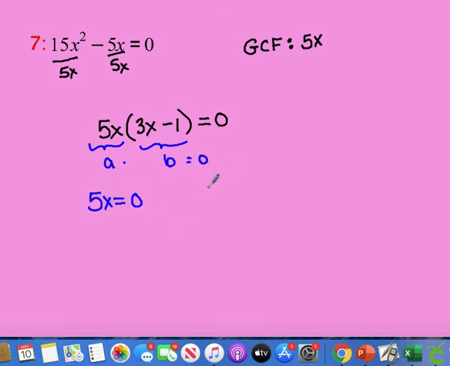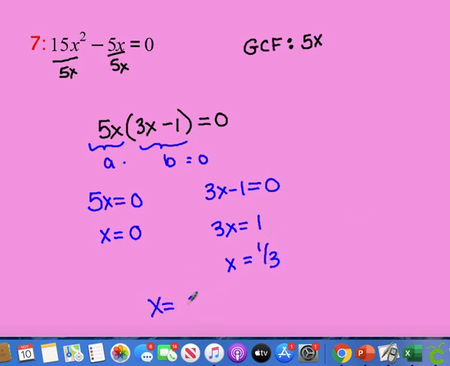When I see that it can't, I apply that zero product property. And I make 5x be 0 and 3x minus 1 be 0. When I divide both sides by 5, I get 0. When I add 1, I get positive 1, and divide by 3, I get 1/3. So I have two solutions to this equation, 0 and 1/3.